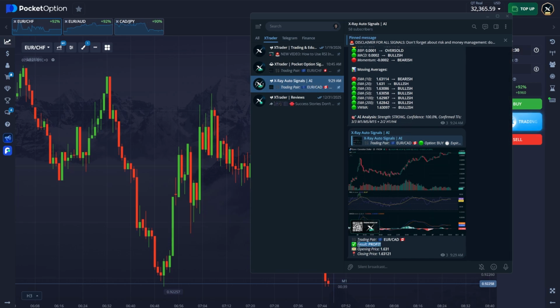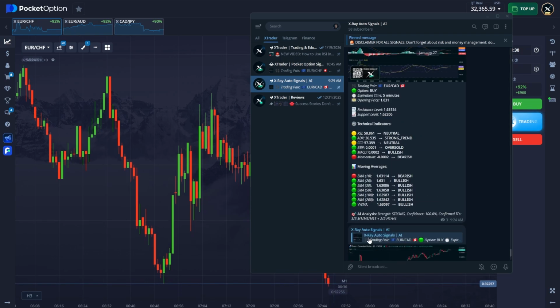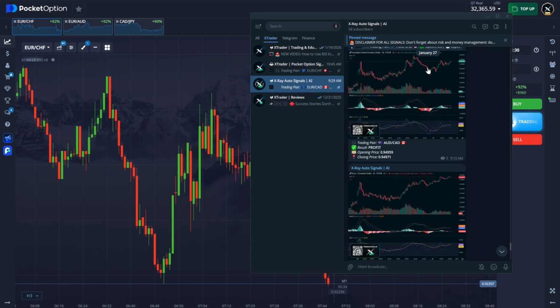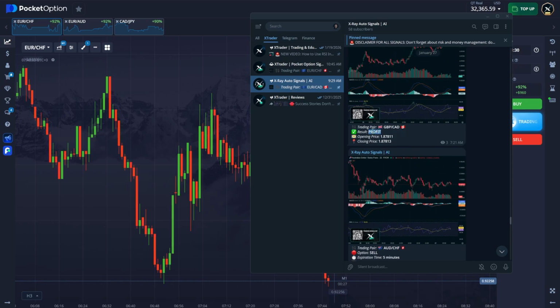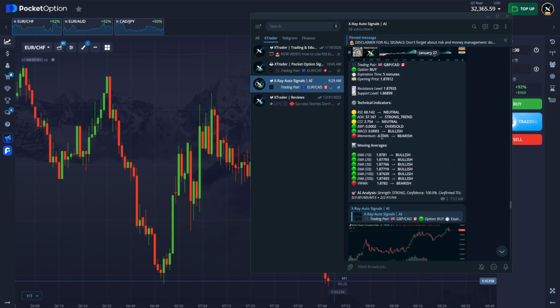Here's real-time data from today, January 27th, showing actual profit results. I can scroll through them slowly so you can see how trades performed. Notice how consecutive trades overlap. The strategy maximizes opportunity without overtrading.